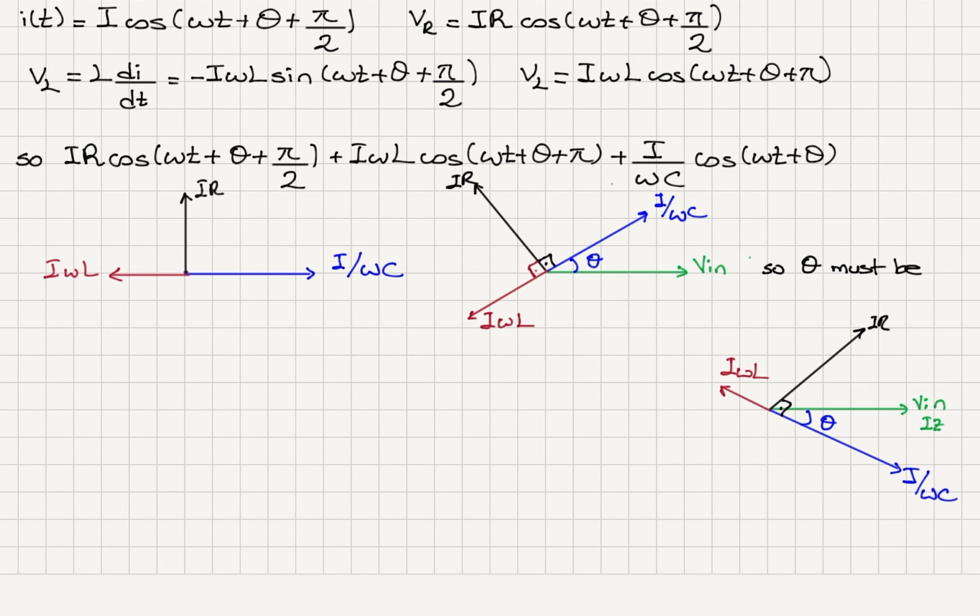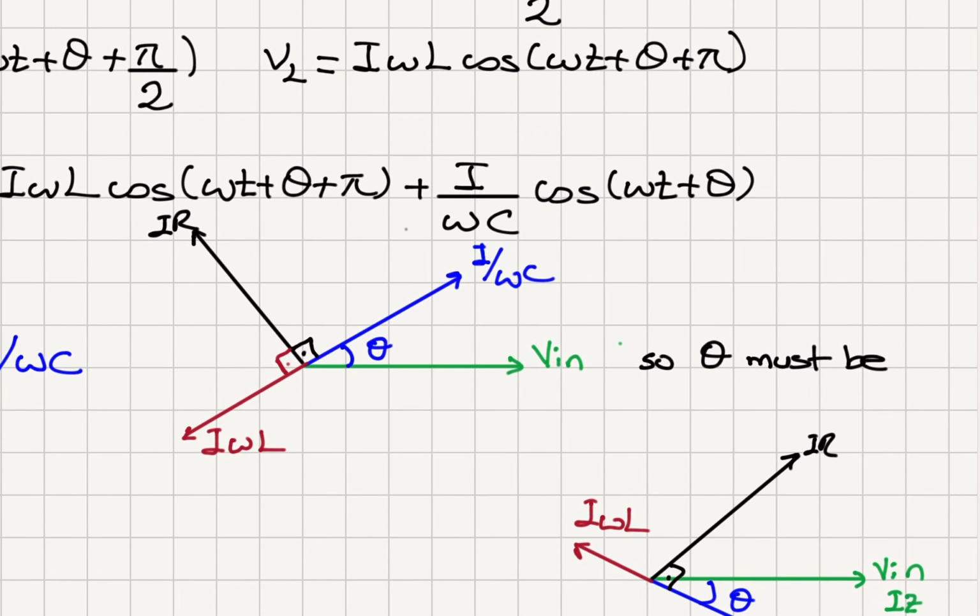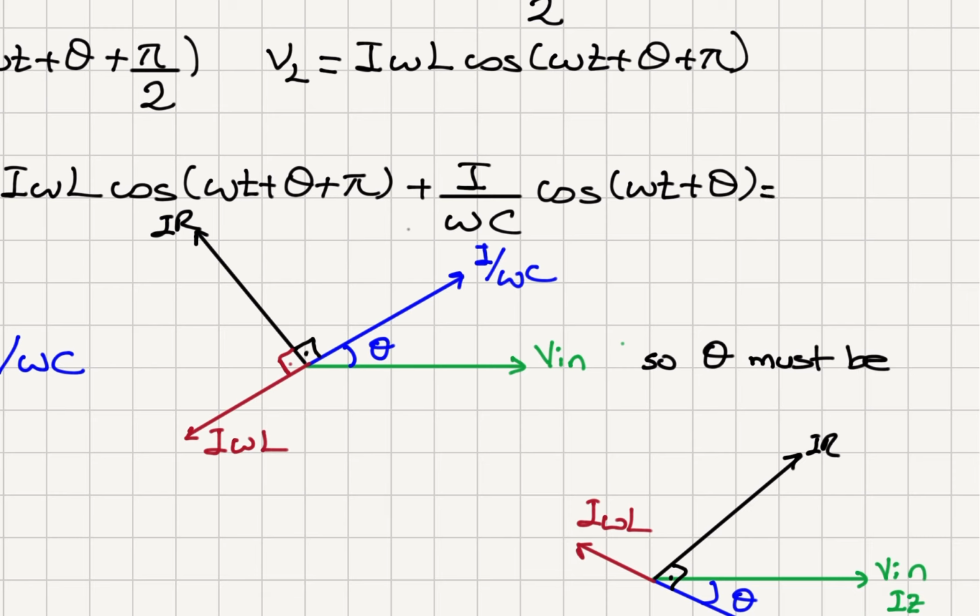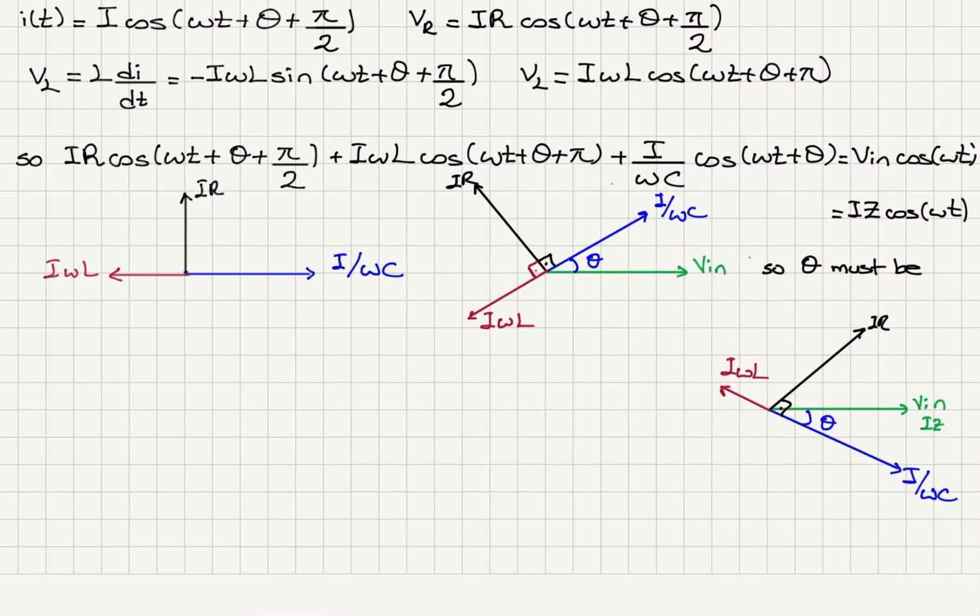So that's the Kirchhoff voltage law equation that I have just written here. This is equal to the input voltage, which is input voltage amplitude cosine omega t, and which is nothing but the current amplitude times impedance Z cosine omega t. So I can see how the phasors should work here.